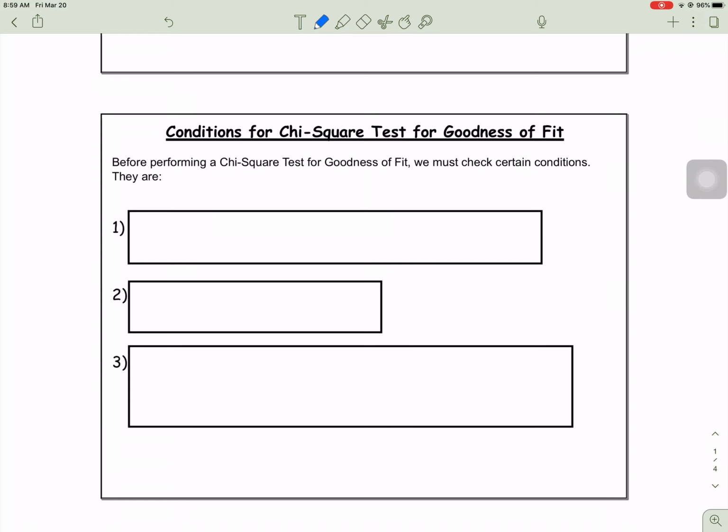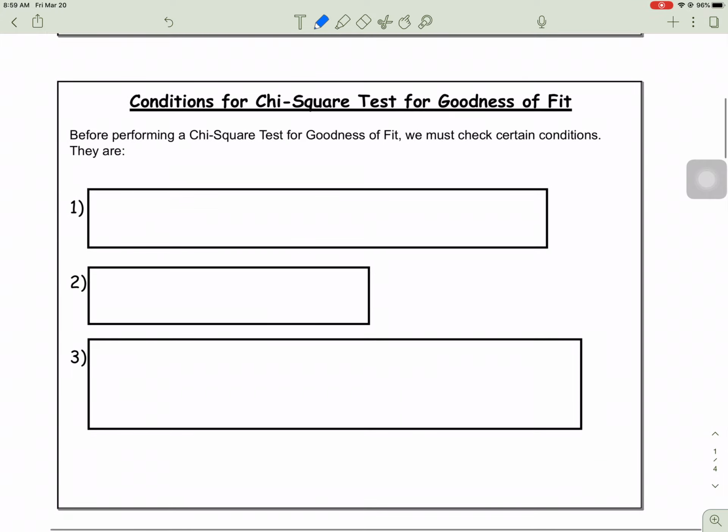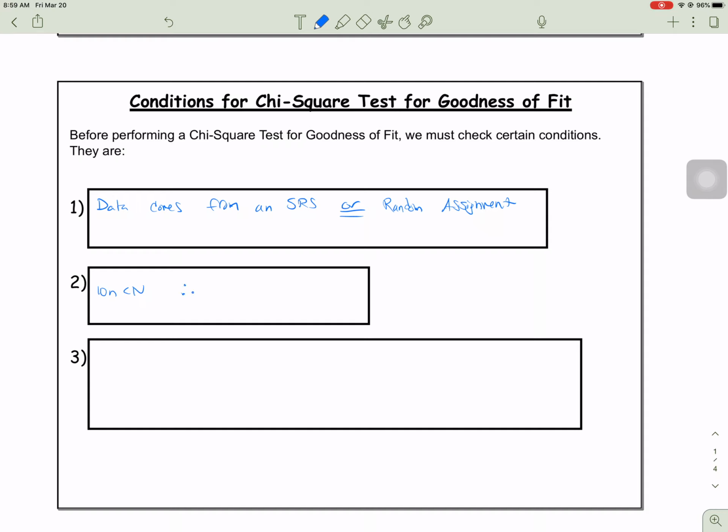Before we do a chi-square test, we have to check for 3 different conditions. Condition 1, we have to check that the data comes from an SRS or random assignment if it's an experiment. We have to check that 10n is less than N, the population. Remember, that will tell us if the data is independent. And for our third condition, we're not assessing normality because we're not using a normal curve anymore. We're not using a t-distribution. We're using a chi-square distribution.